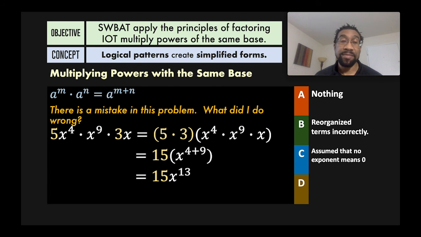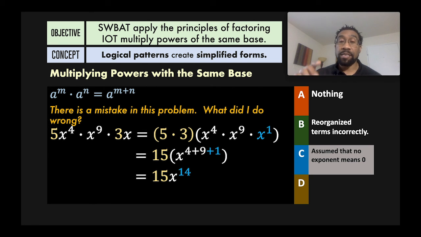I hope you caught this, because one of the most common mistakes, which I even mentioned in the previous problem, is that 3x doesn't have an exponent on it. But just because it doesn't have an exponent doesn't mean that it's zero or has a power of zero. That's a big assumption that students make a lot, so you want to watch out for that. The reality is that when I rewrite this problem for the first time, the x that is associated with 3x has a power of 1 on it. So when I'm doing the addition, I want to make sure I do 4 plus 9 plus 1. That's going to give me a power of 14.